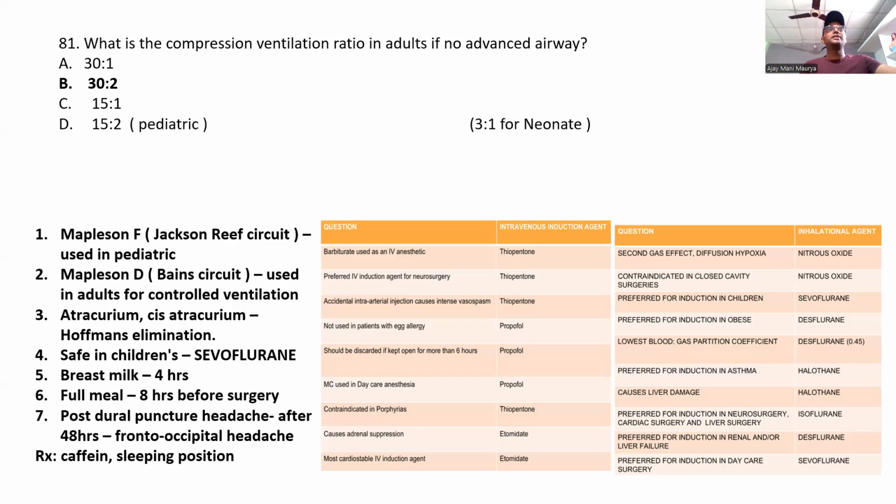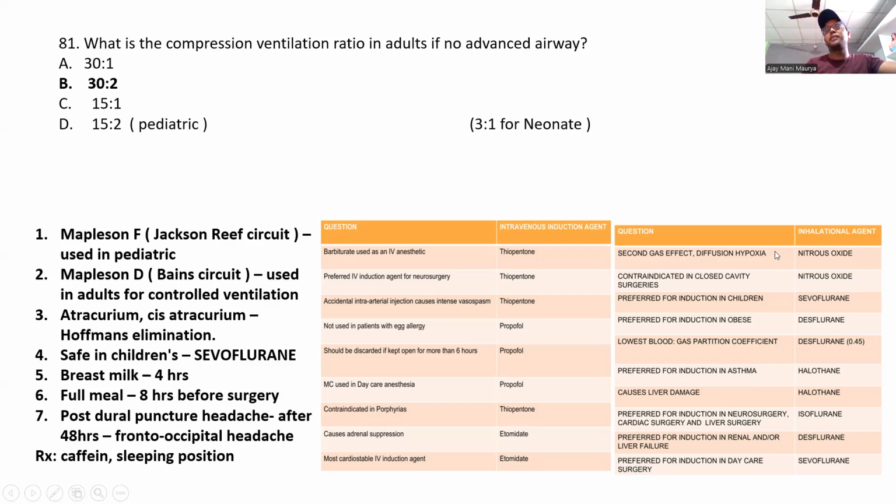Now also, guys, what is the compression ventilation ratio in adults? If no advanced airway, for adults you always do 30:2. For pediatric, it is 15:2, and for the neonate it is 3:1. 1, 2, 3, 4, 5, 6, 7, 8, 9, 10. Like this one. So please try to study this one. Questions like here.